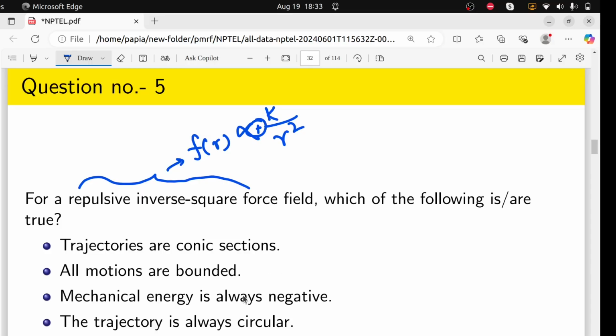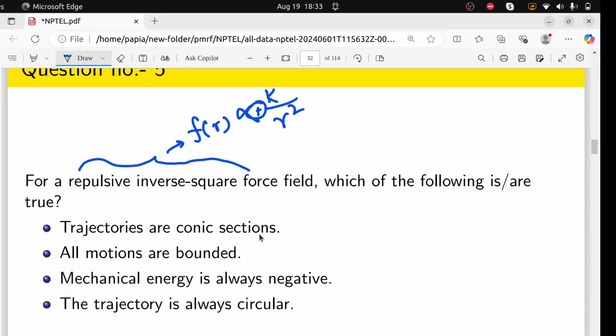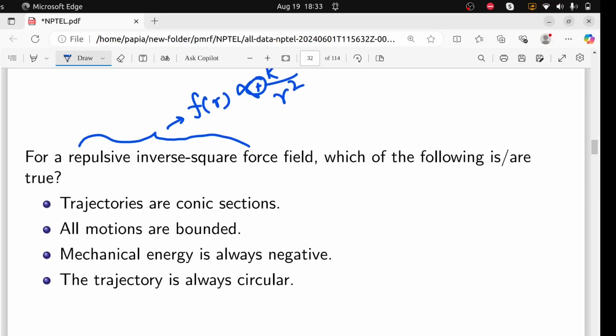The trajectories are conic sections. Yes, that is correct. All motions are bounded. No. Mechanical energy is always negative. No. The trajectory is always circular. No. Why is it not correct?